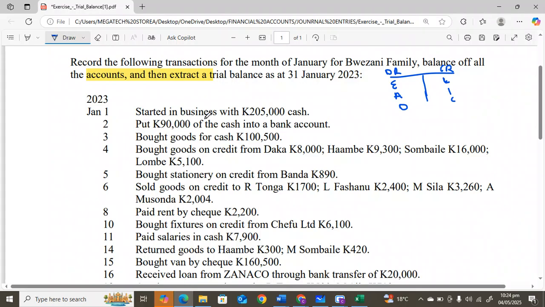Put 90,000 of the cash into a bank account. Which accounts are involved here? Is one increasing? Is one decreasing? And which are those? Which one's increasing? Which one's decreasing?